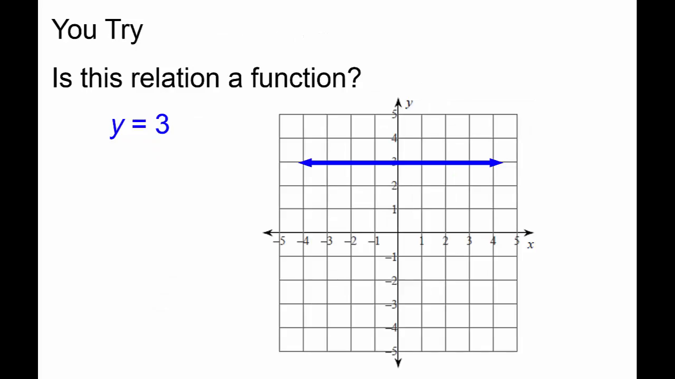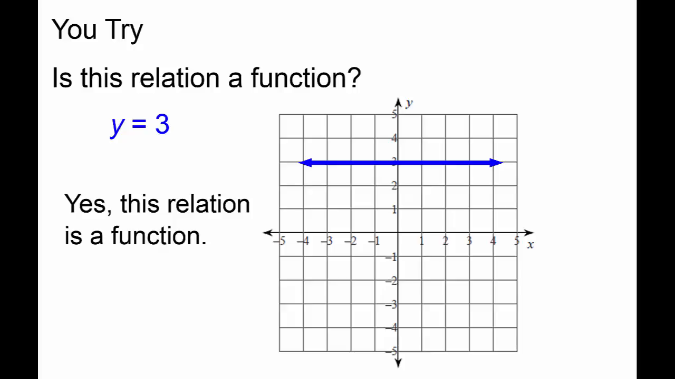Here's one for you to try. Is y equals 3 a function? Notice that the graph is a horizontal line. The graph shows that this relation is a function. No x matches with more than one y. When x is 2, y is 3. When x is 0, y is 3. When x is negative 2, y is 3.